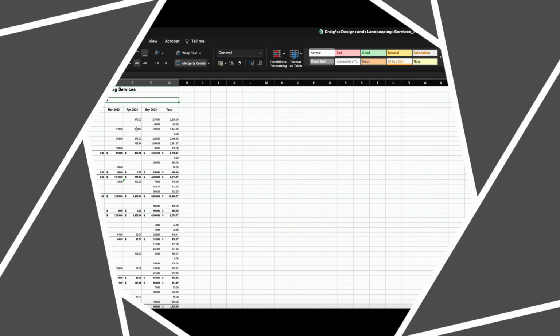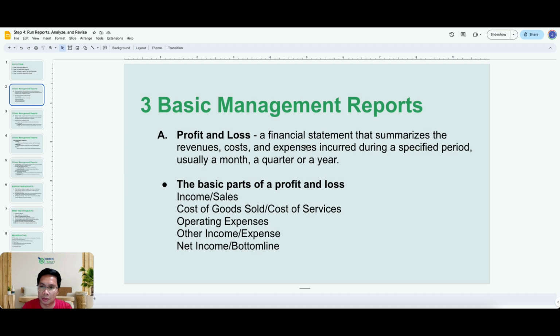Now we will be discussing the three basic management reports. The first one is profit and loss. It's a financial statement that summarizes revenue, costs, and expenses incurred during a specific period, usually a month, quarter, or a year. The basic parts of the profit and loss are the income or sales, the cost of goods sold or cost of services, the operating expenses, other income or expense, and of course, the net income or the bottom line.